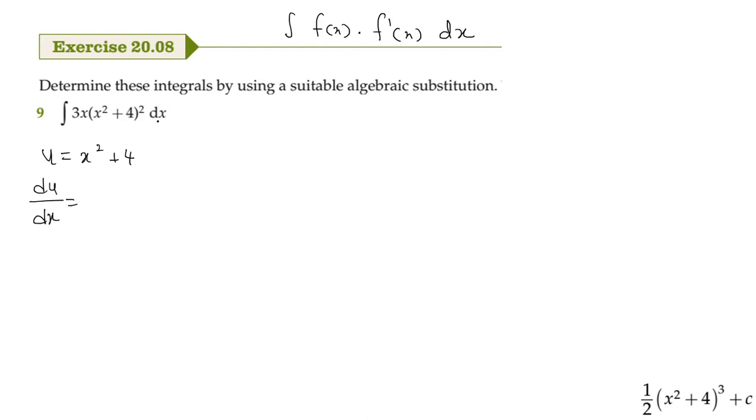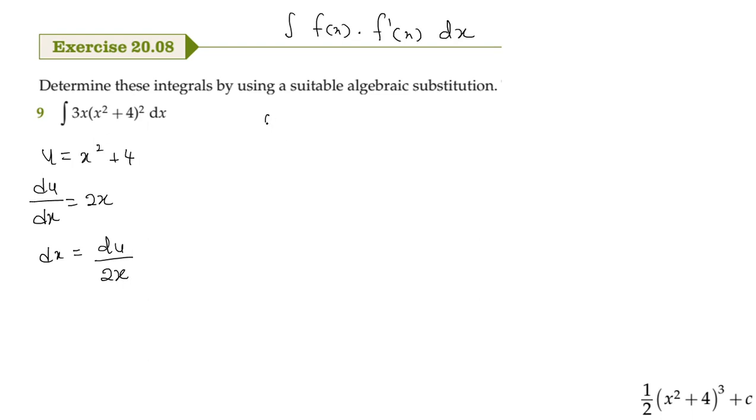Because we are trying to change our dx in terms of du. You know, we don't want to integrate in terms of x because your function is complicated. Now differentiate, it becomes 2x, and put the dx as the subject. Therefore, you will have du over 2x.